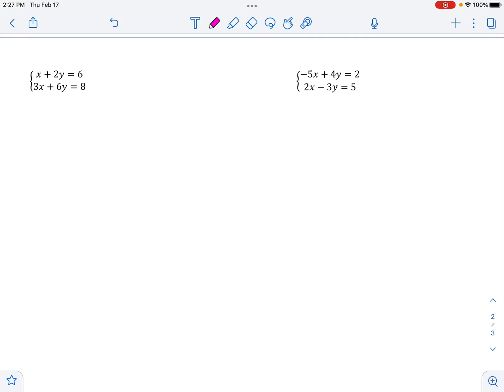Okay, so now I'm going to show you how to solve a system, remember, which is just two equations, by elimination. I know it's a dead giveaway for elimination because everything's perfectly lined up, straight, straight, straight, right underneath each other.